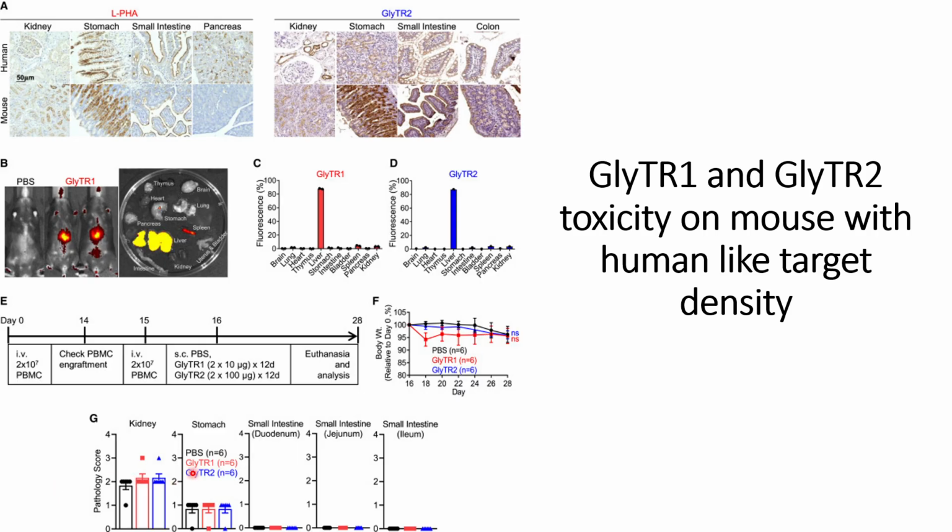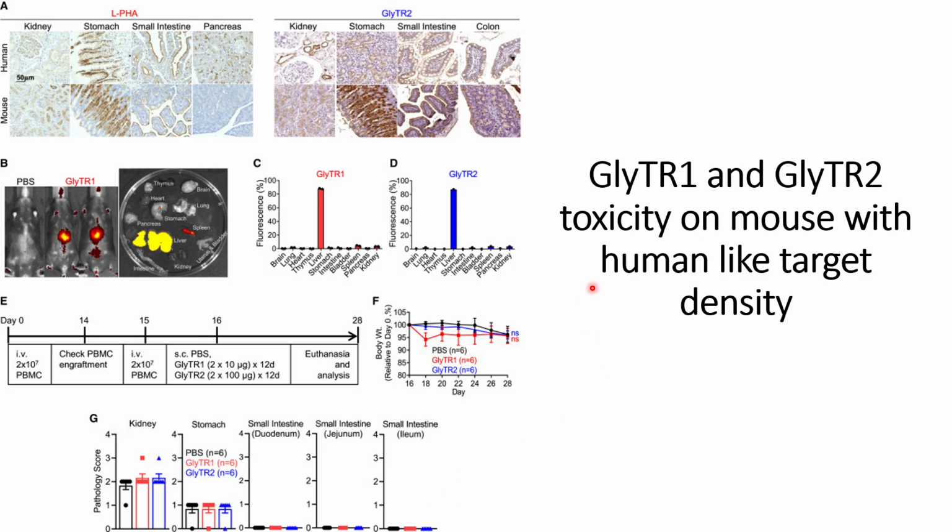What they are able to see is that for the kidney and stomach, in all 3 conditions the organs behave similarly. And even for the small intestine, duodenum and jejunum, and also lumen, the effect of GlyTR1, GlyTR2 or PBS is almost negligible, or we can say the pathological scores are 0.